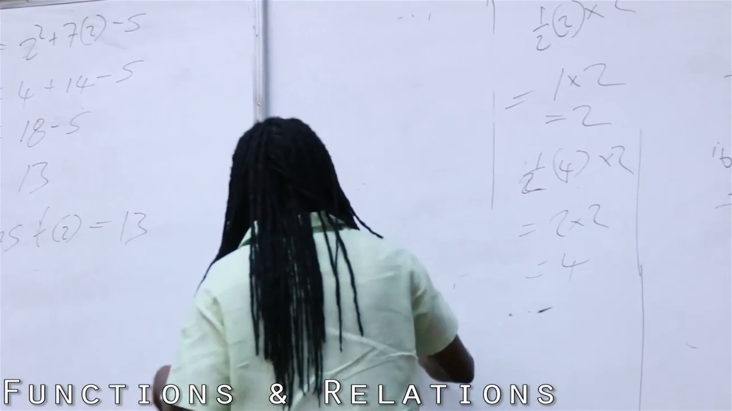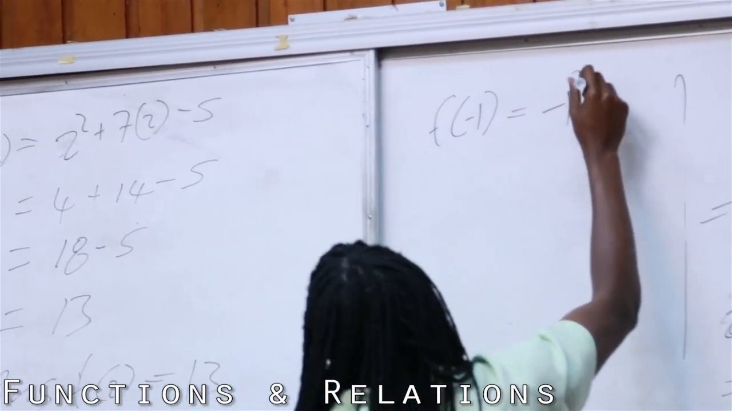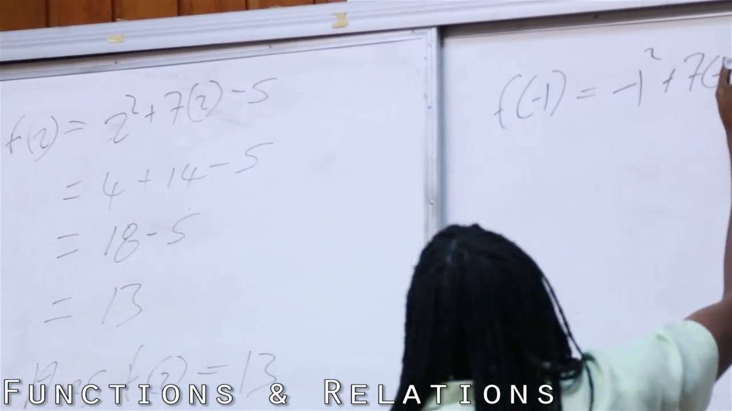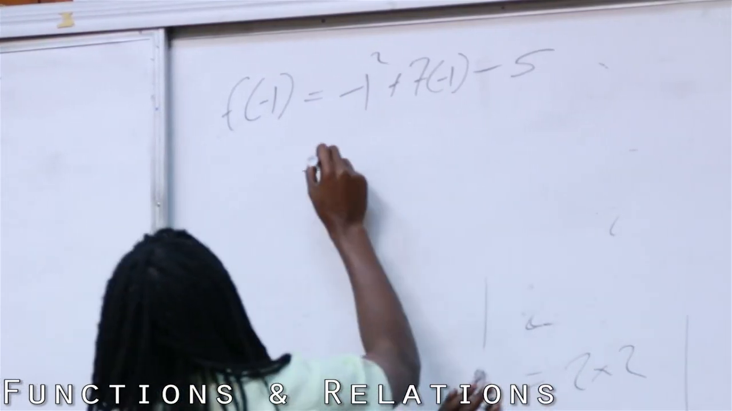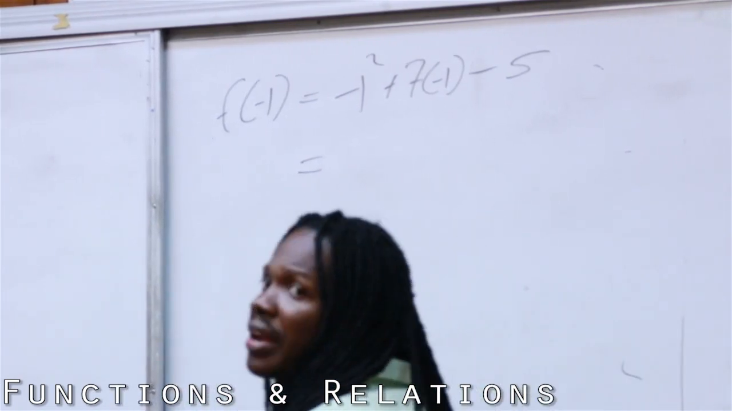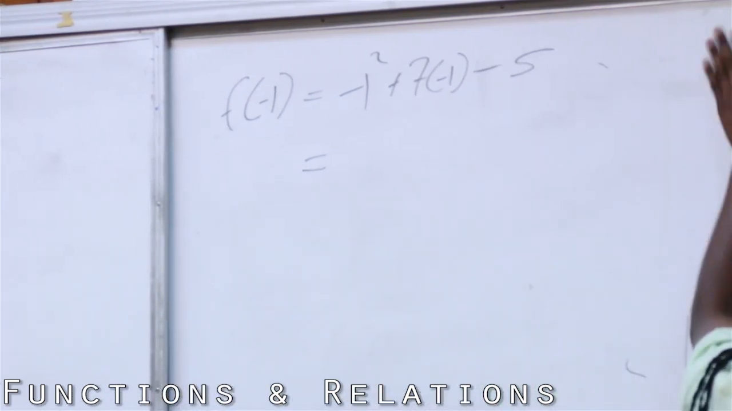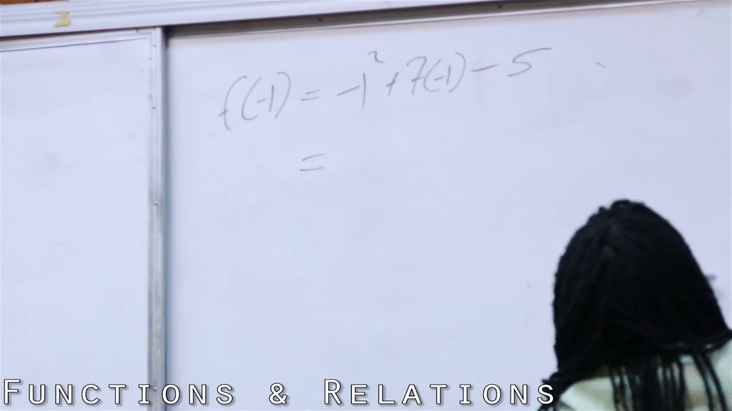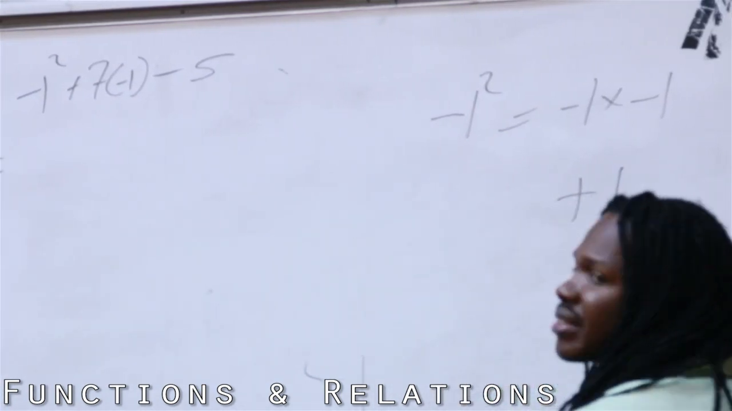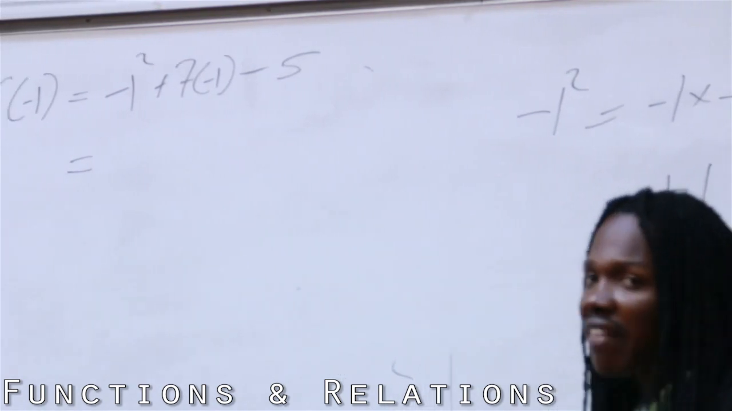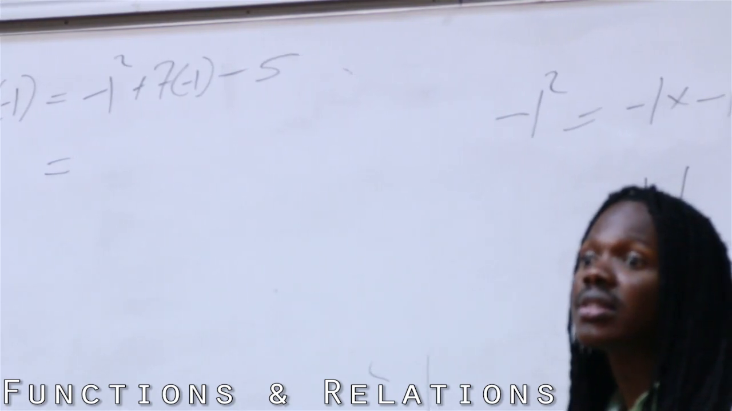F of minus 1 equals minus 1 squared plus 7 bracket minus 1, minus 5. Equals minus 1 squared. It will not be negative 1. Any number squared is positive, because when the signs are the same when multiplying, the answer must be positive. So minus 1 squared equals minus 1 times minus 1, two negatives give a positive, 1 times 1 equals 1. If you use a calculator and get minus 1, dash it away.